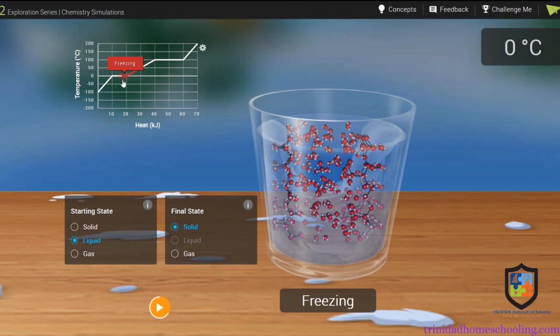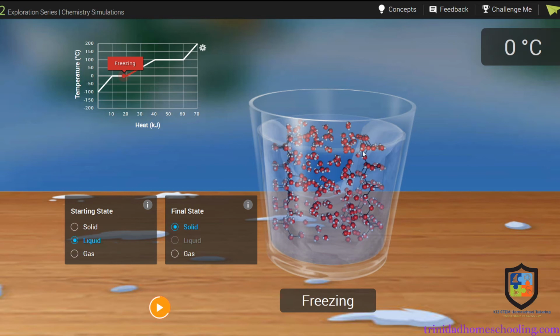In our previous graph, this was melting. So the freezing point and the melting point are the same thing. The boiling point and the point at which we condense are the same value of 100 degrees here, and the freezing and melting point is 0 degrees Celsius.